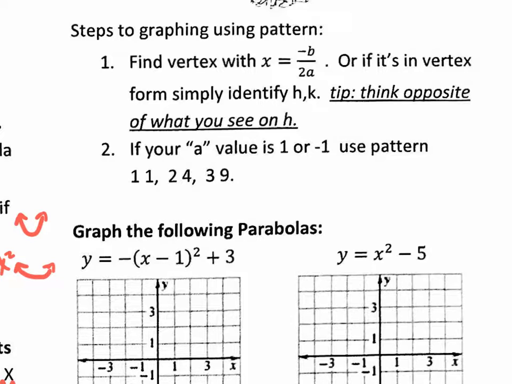Are they giving you a standard form equation, ax squared plus bx plus c? If they are, then you're going to have to use the vertex formula that we've been using, x equals negative b over 2 times a. Or if it's in vertex form, then you simply identify h and k, and that's your vertex. But either way, if your a value is 1, you're going to be able to use 1, 1, 2, 4, 3, 9, right? And even if your a value is not 1, you could modify the second values on these patterns to make it fit your needs, right?